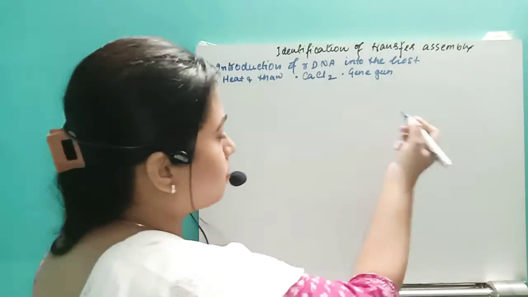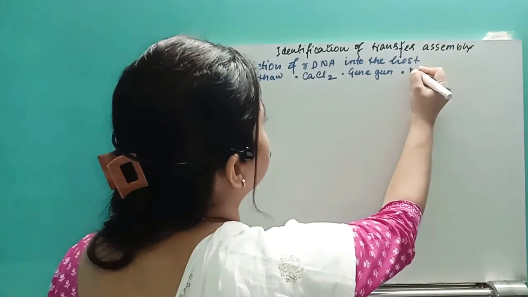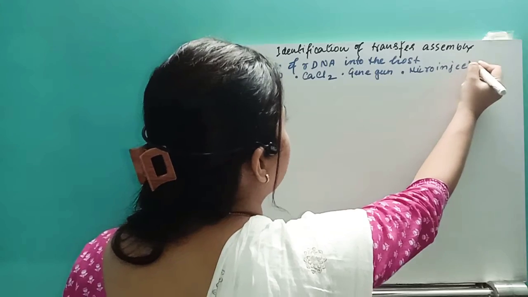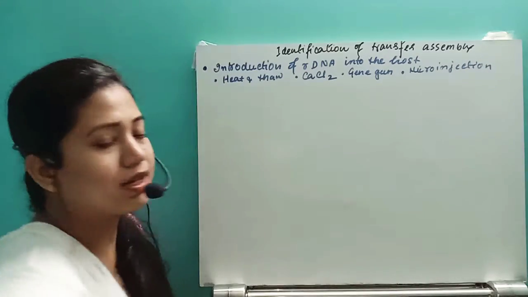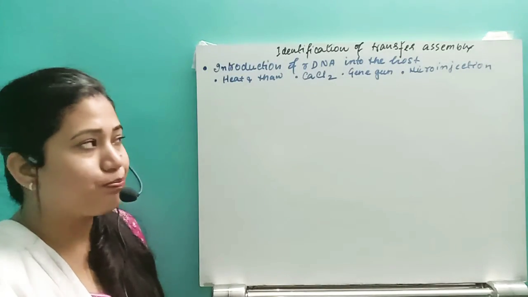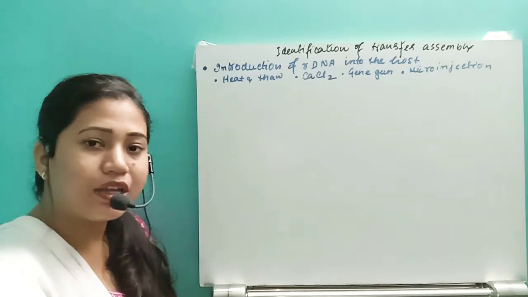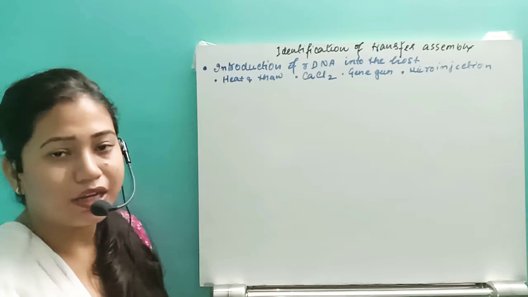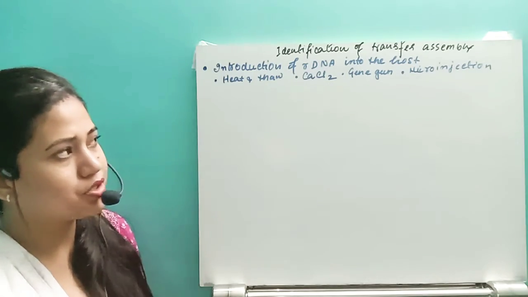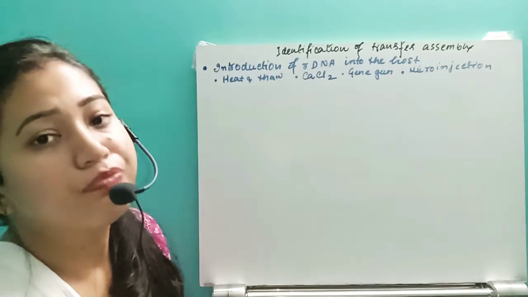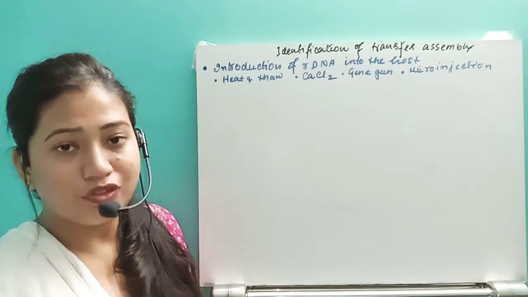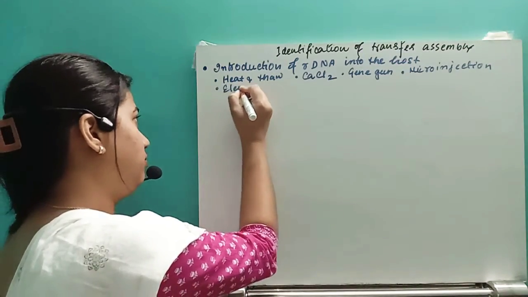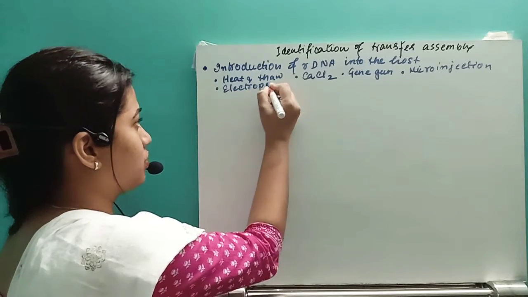After the gene gun method, or ballistic method, we have another method known as the microinjection method. In this method, we can directly take the rDNA into a microinjection needle and directly inject the rDNA inside the host body. So this is one process. Next one is high voltage electroporation. So this is the electroporation process.